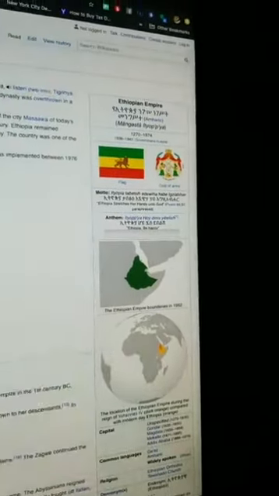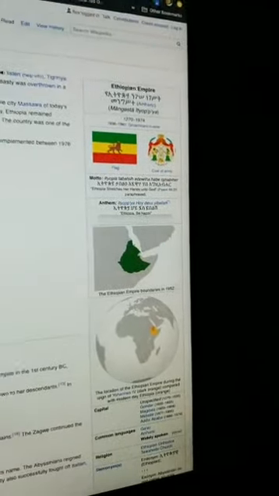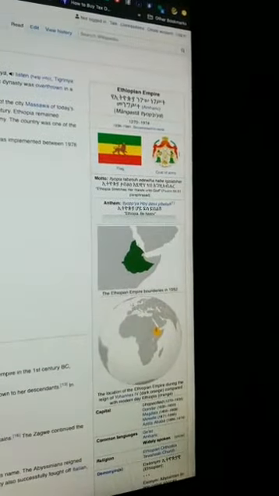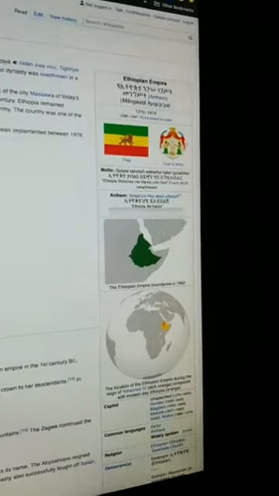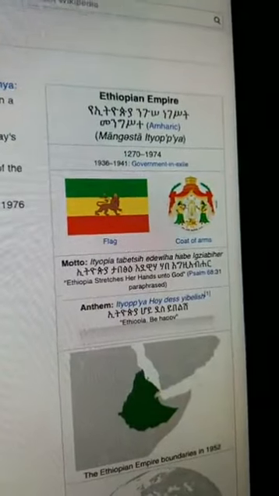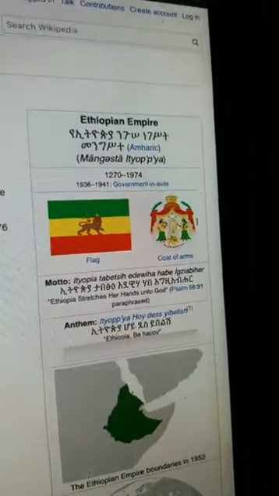But anyway, family, let me tell y'all something. The Kebra Negast was written by Arabs. Do you hear what I just said? The Kebra Negast was written by Arabs, and then they translated it into Ge'ez. Did you know that, Ethiopian people? Did you know that when they checked, I'm going to show you how much of a fraud they are.